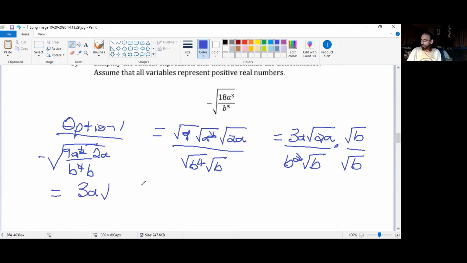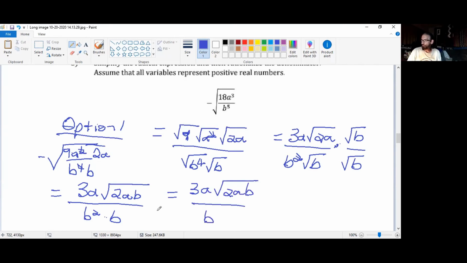Put the 2a and the b under a single square root by multiplication. The product rule lets us do that. Multiplying square root of b by itself is squaring it, and so cancellation occurs. Last thing to do is to multiply b squared times b. Add the exponents. That's really a b to the 1st.